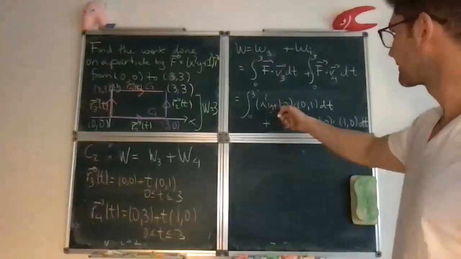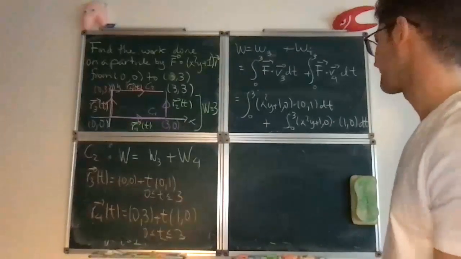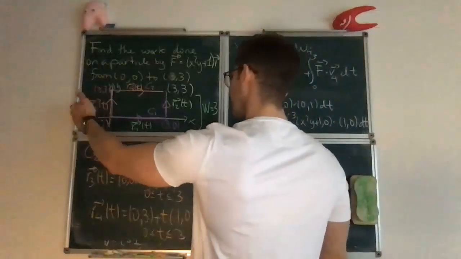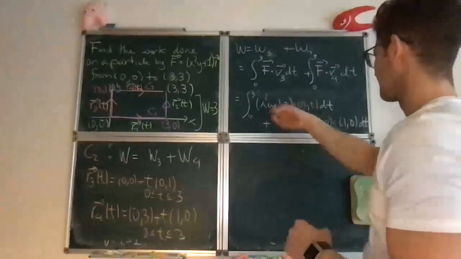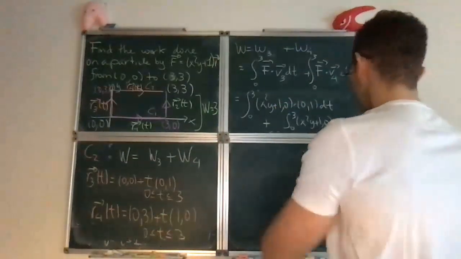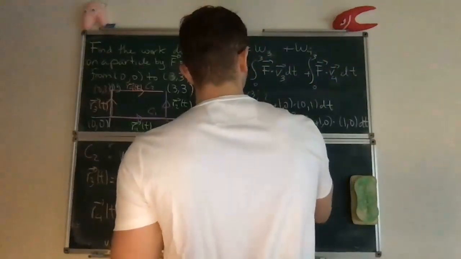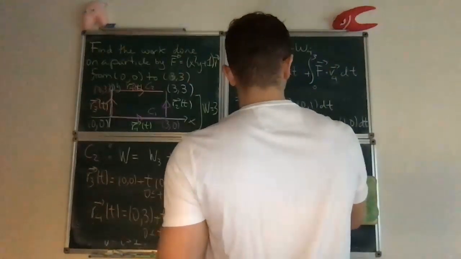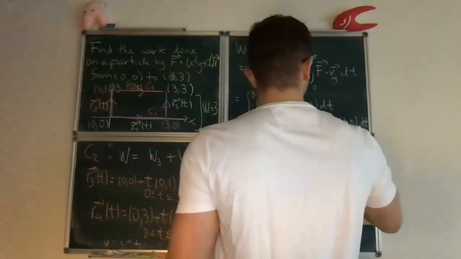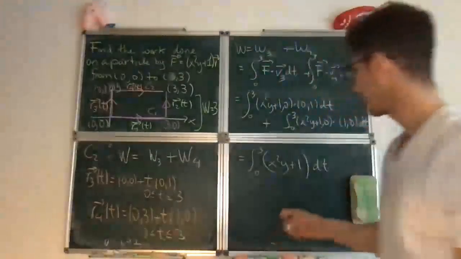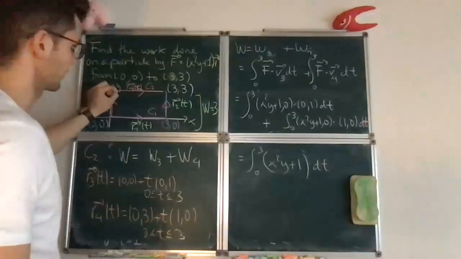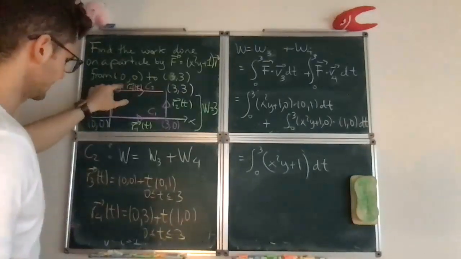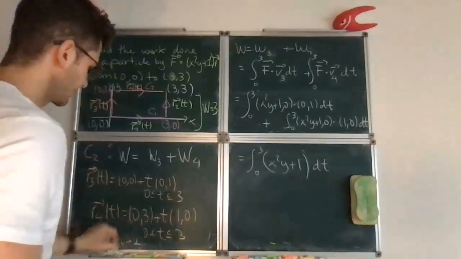So now the first integral becomes 0, because now you're moving vertically but the force field is horizontal. So this one gives you 0, and you just end up with the integral from 0 to 3 of x squared y plus 1 dt. But again, these are not constants. They are evaluated along the curve. Which curve? Well, now you're using this piece of the curve.